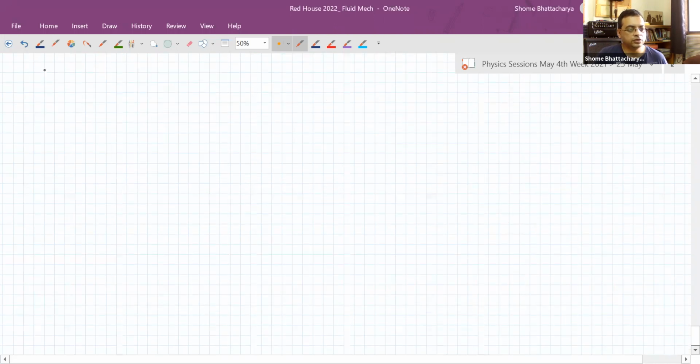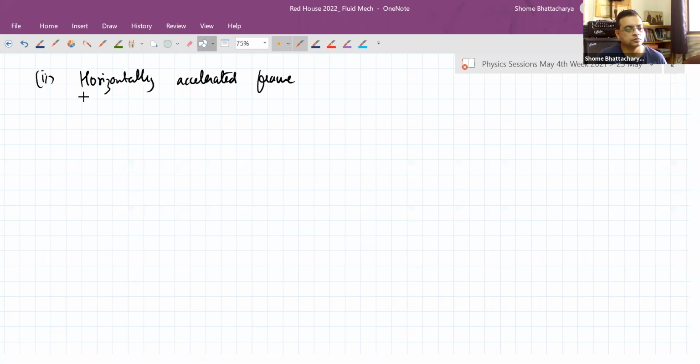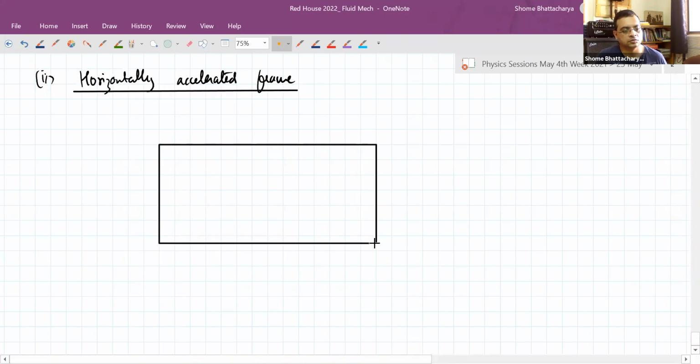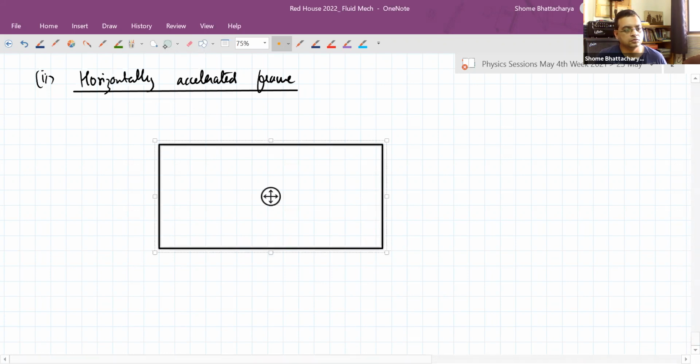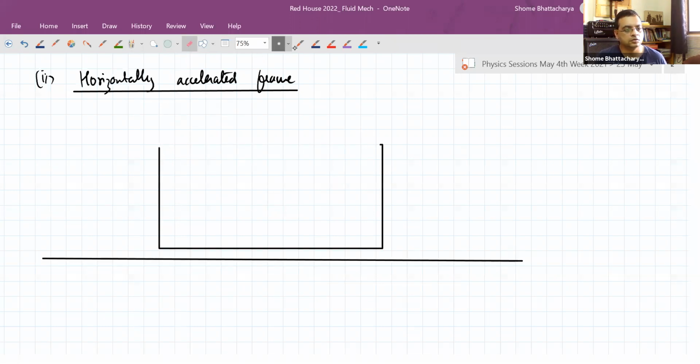Okay, now let's look at the more interesting case of a horizontally accelerated tank. So let's say we have a situation like this, that an open tank is accelerated horizontally like this at a naught.